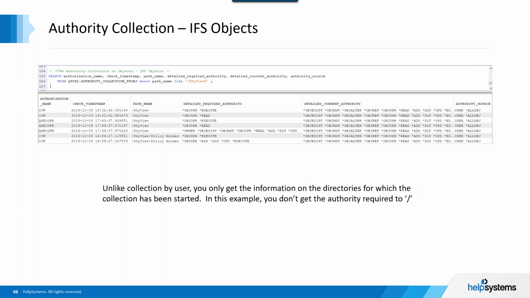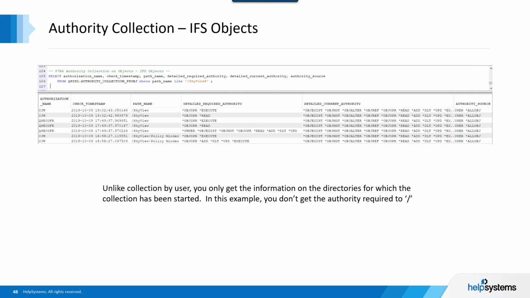And again, here's a way to look at the authority collection for IFS objects. I showed you an IFS example before, but that was when I knew a specific profile was accessing a directory. So I knew the profile I wanted to target. But what if you have a directory and you don't know who's accessing it? That is often the case. That's what we find anyway. We don't know who's accessing that directory.